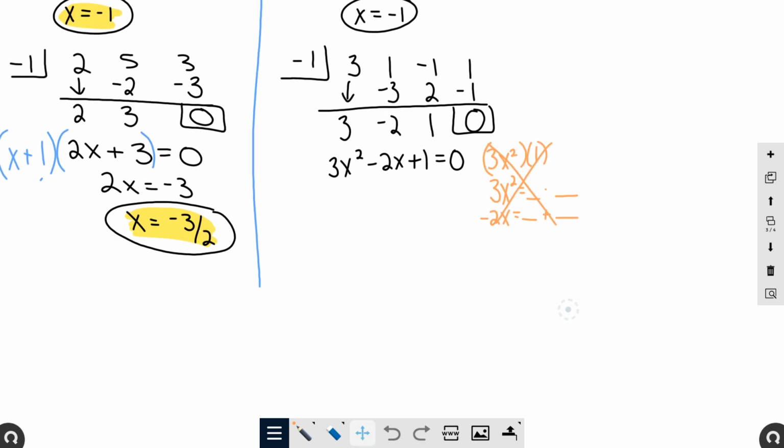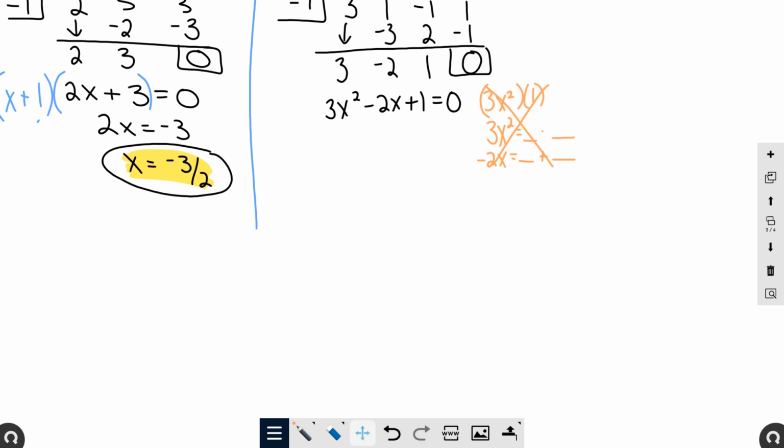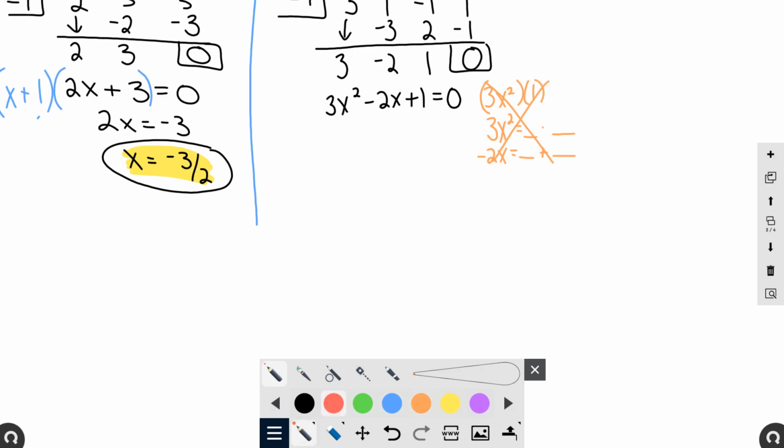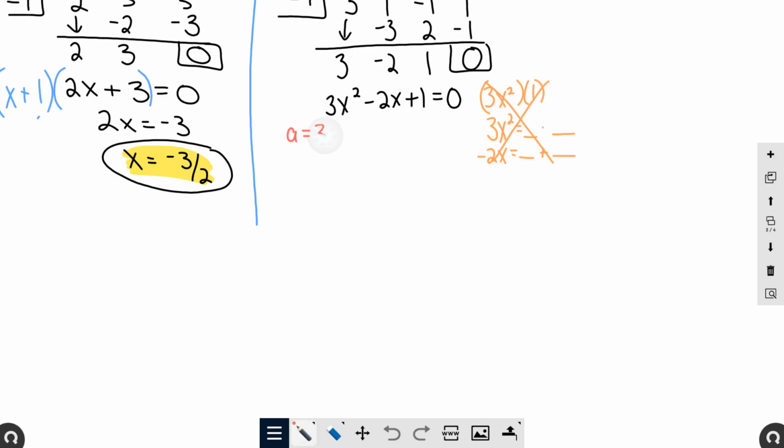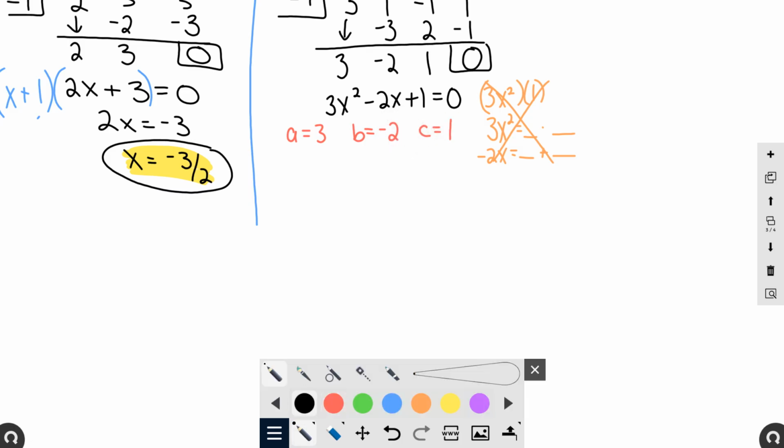I had a feeling y'all would say quadratic formula. So let's pick out our A, B, and C. So A is, B, and C. Good. And then let's sing our song.